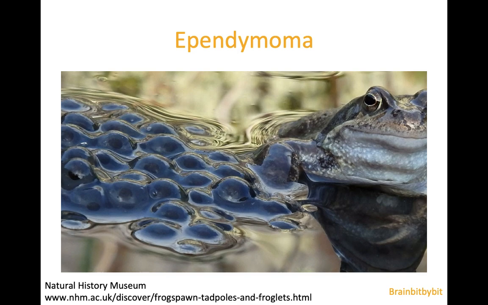Continue with showing images and talking about ependymomas. Ependymomas are tumors derived from the ependymal lining of the ventricles, and they can also occur in the central canal of the spinal cord. Because this is brain bit by bit, I'm only going to talk about the intracranial ependymomas.